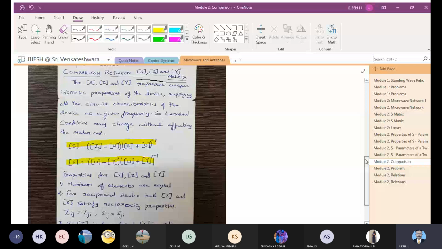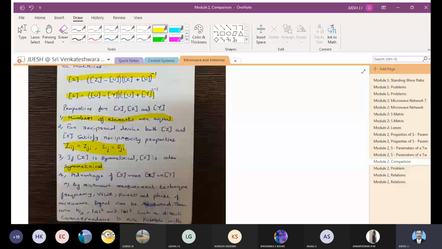So what you can see here is if Z is symmetrical, then matrix S is also symmetrical. So these are the three things that you can understand. Continuing further, you can just note down these things. And then we have some of the advantages of matrix S over matrix Z or matrix Y. So we will see those advantages.